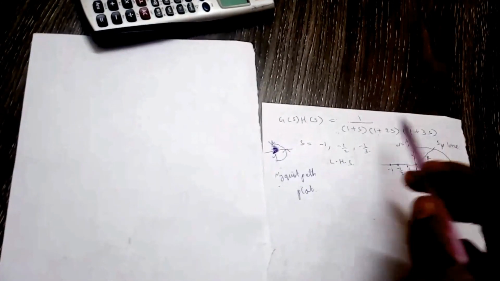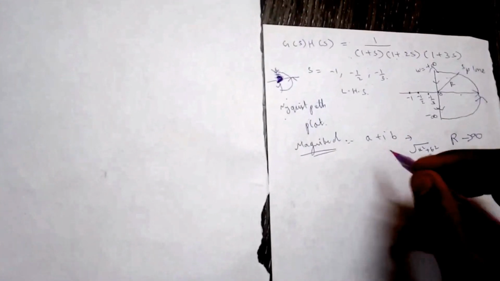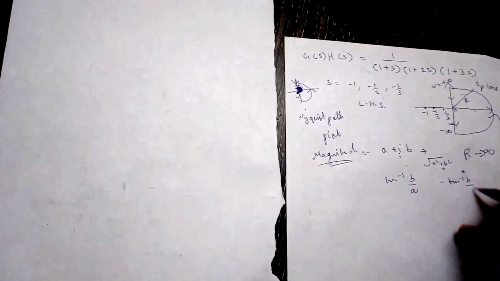So we need to map this into the G(s)H(s) plane. For mapping this into the G(s)H(s) plane, we need to find the magnitude and phase of this plot. So coming to the magnitude, the magnitude of a plus ib can be written as the square root of a square plus b square. These are the essentials that we need to know before going to the plot. And the phase of this will be written as tan inverse of b by a if it is in the numerator. If it is in the denominator, we will have minus tan inverse of b by a.